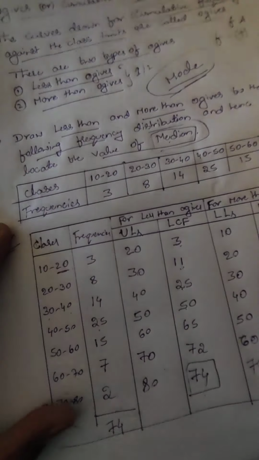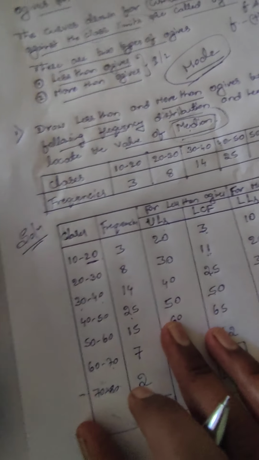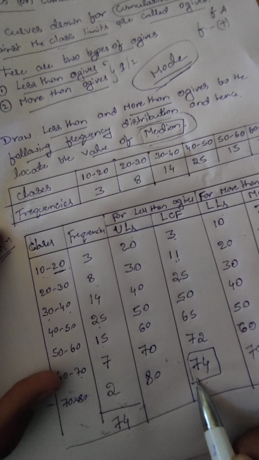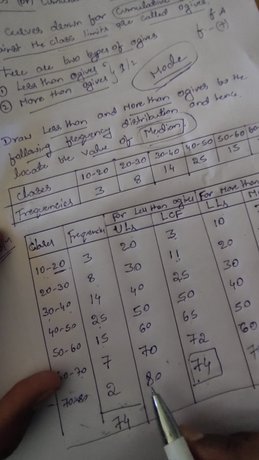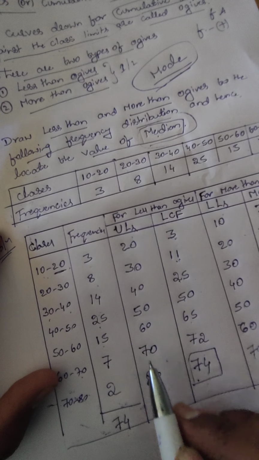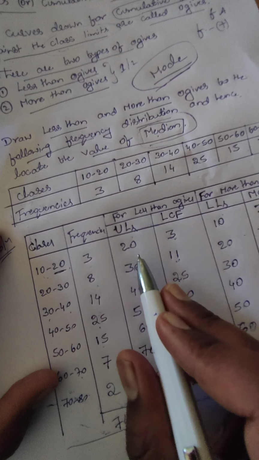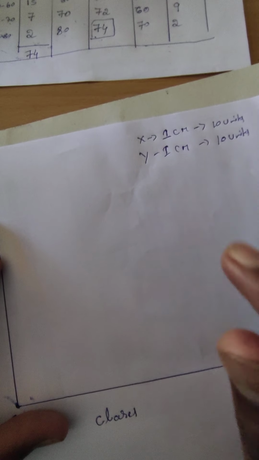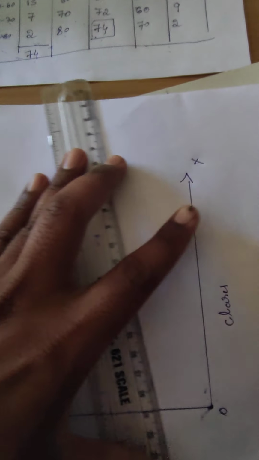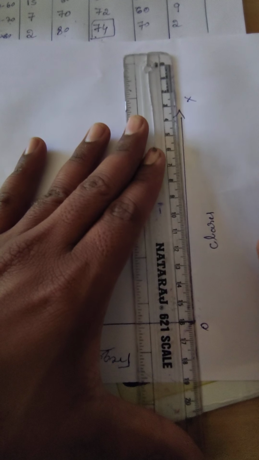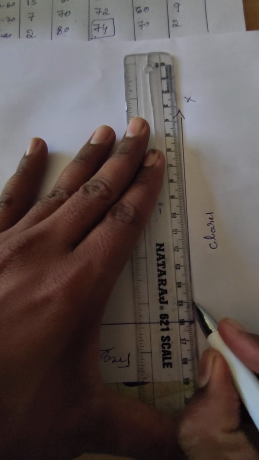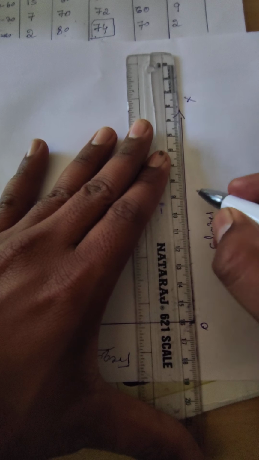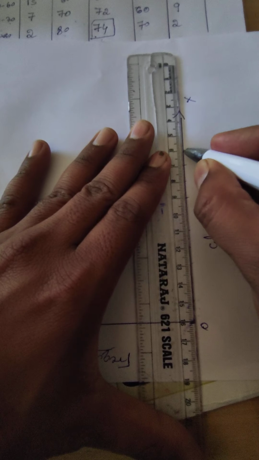because we are identifying the frequencies based on the cumulative. The maximum is 74, so the less than upper limit is 80, so the class limits difference is 10. So I will take x axis and y axis both 10 units. One centimeter for 10 units. I will identify the 1 centimeter for 10 units.